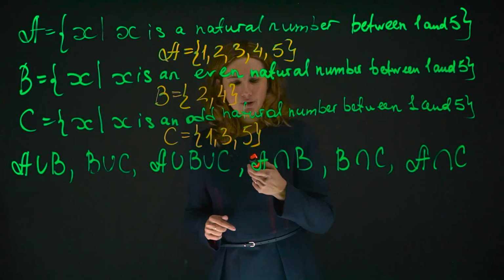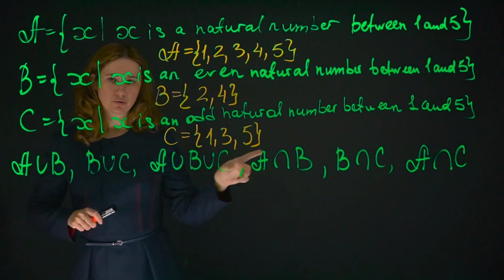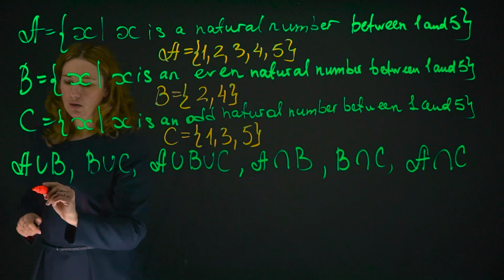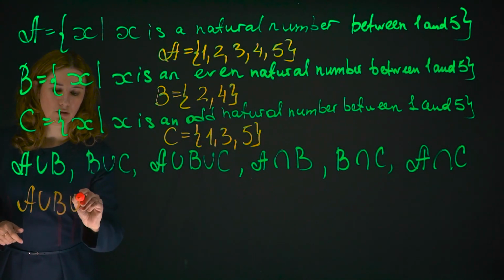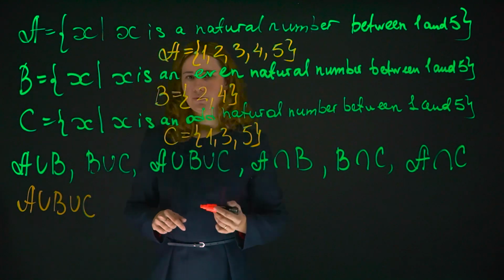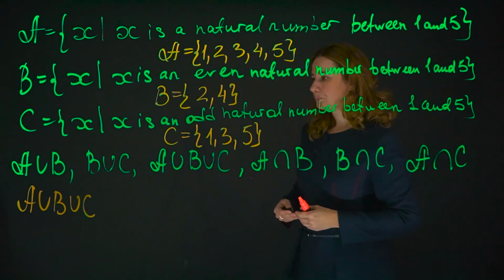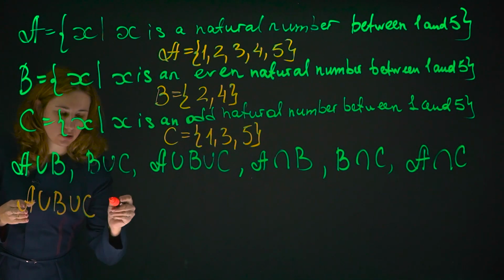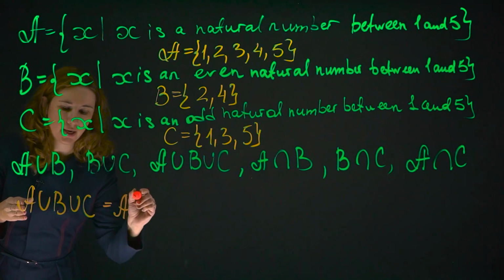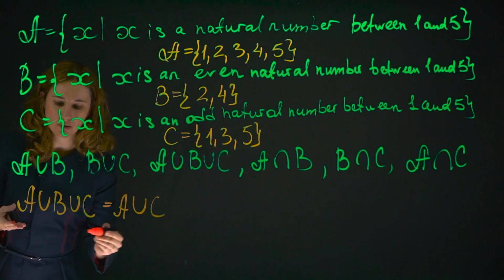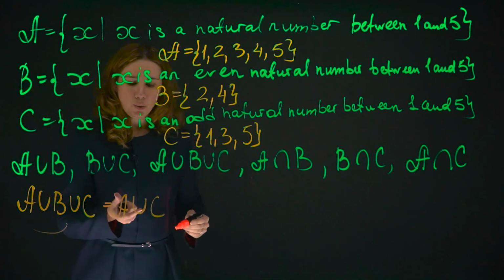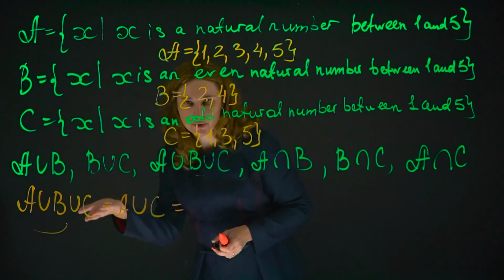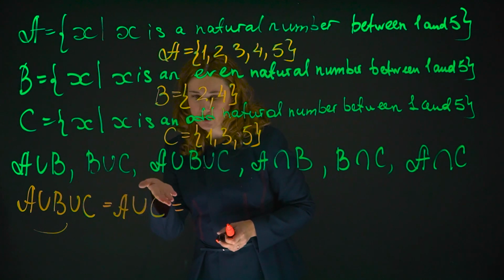The next operation, A union B. Oh, I'm sorry, not A union B, of course, A union B union C. I am talking about this operation. We showed that A union B is A. So here we have A union C, because A union B is A. And once again, C is a subset of A. So A union C is A.